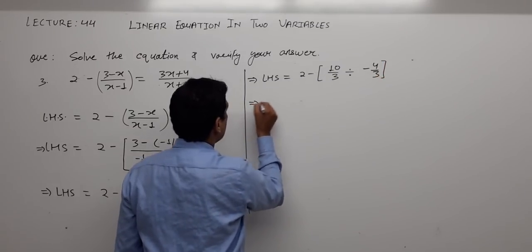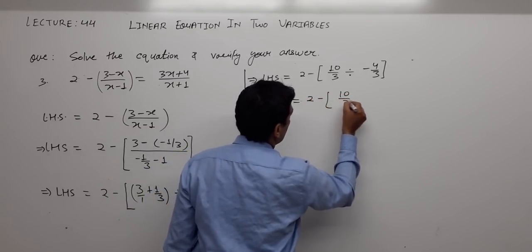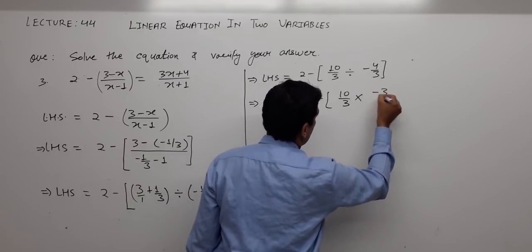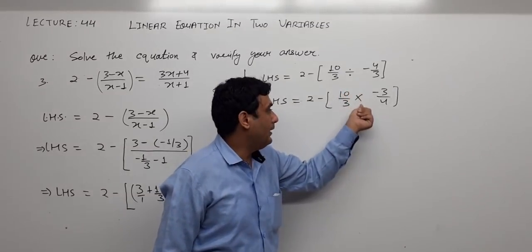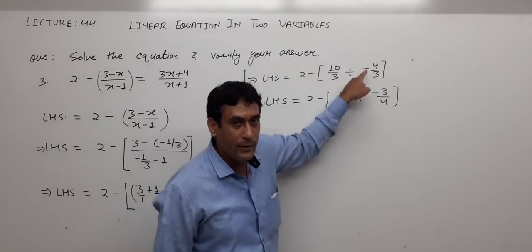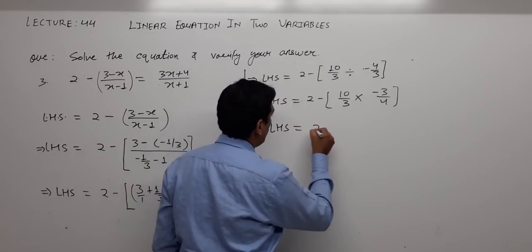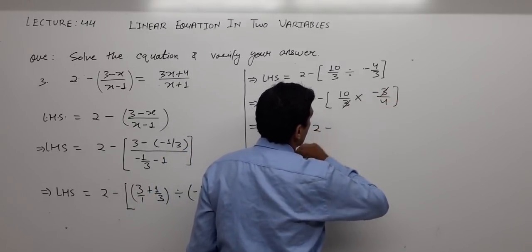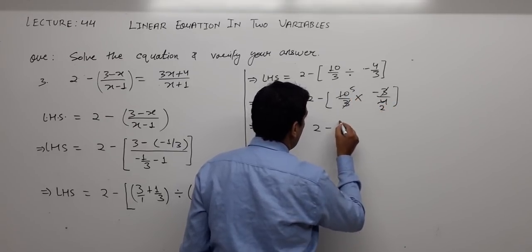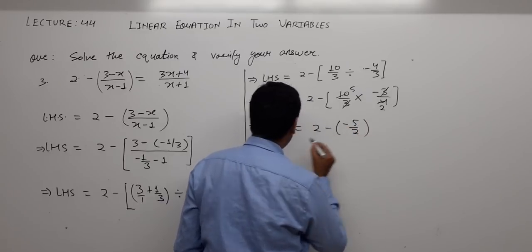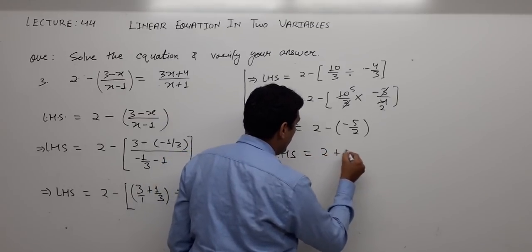On further simplification, I can write left hand side is equal to 2 minus 10 upon 3 multiplied by minus 3 upon 4. When I interchange the sign, division and multiplication, I have to change the numerator and the denominator. So here I will get left hand side is equal to 2 minus, so 3 and 3 will cancel out. 2 5s are 10, 2 4s are 8. So here I will get minus 5 by 2. So ultimately, the simplified form of LHS is 2 plus 5 by 2.